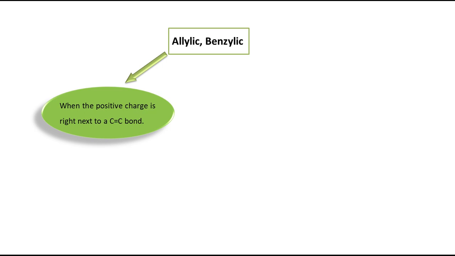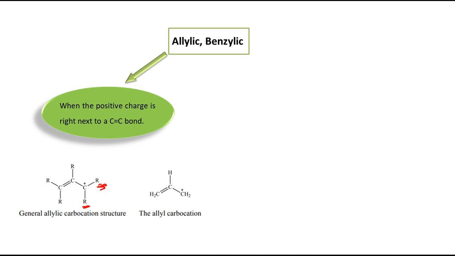Now for allylic, if we write the general structure, see C plus is attached to 2 R groups, which may be any alkyl group, and then just beside this C plus there is a C=C double bond, you can say it is the alpha position with respect to C plus.